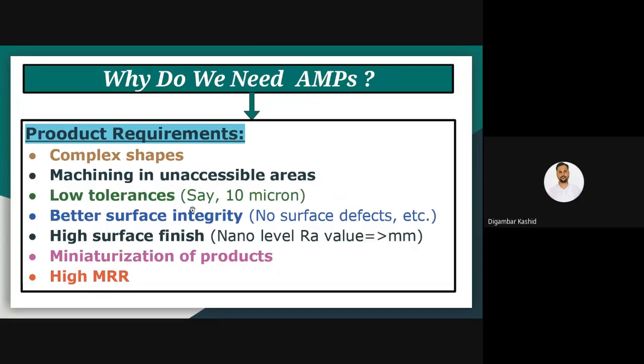Now, apart from the workpiece material properties, there are product requirements also, which are very complex in shape. Sometimes you may require to machine a component in inaccessible areas, which is not possible, or may not be feasible, for your conventional machine tool.